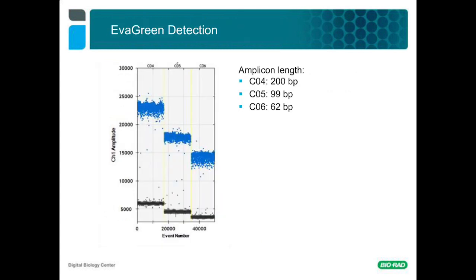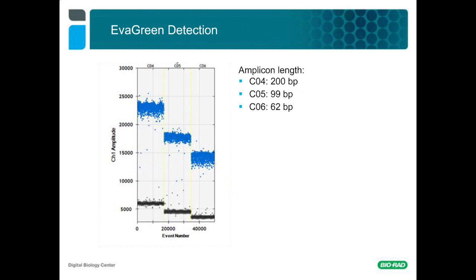Let's now discuss EvaGreen detection and amplicon length in assay design considerations. EvaGreen assays still benefit from shorter length amplicons in difficult samples and efficiency. However, longer amplicons amplified with good efficiency will give higher separation because more dye molecules will bind. Here is a one-dimensional plot showing 3 different length amplicons for RPP30. These assays all share the same forward primer and have 3 different reverse primers and no probe. The lengths are 200 base pairs, 99 base pairs, and 62 base pairs.